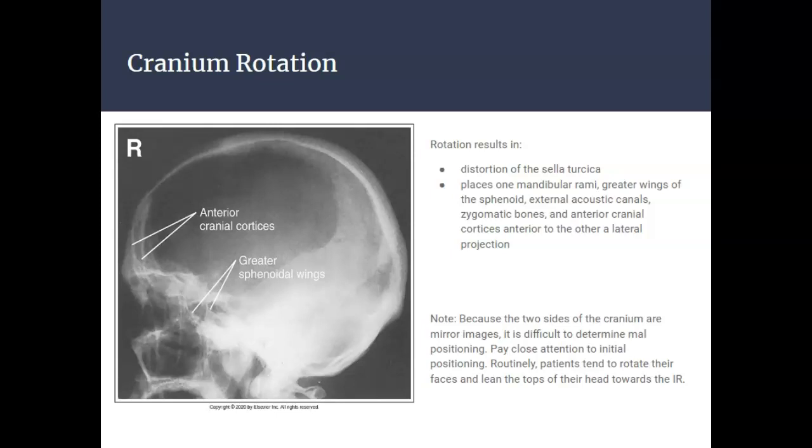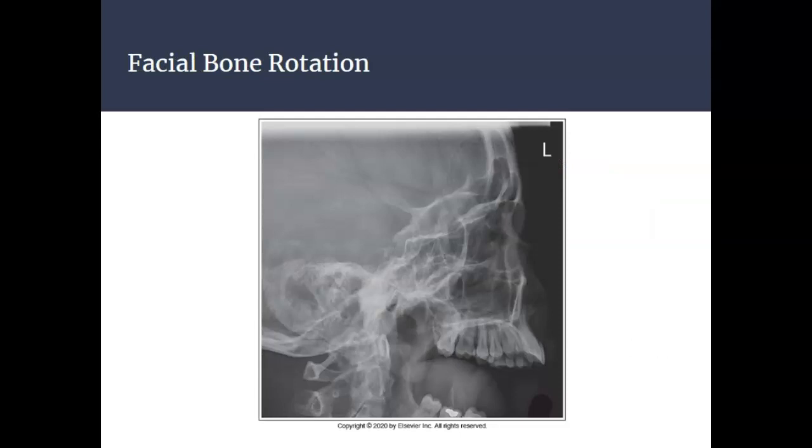So you must really pay attention to how you position the patient prior to exposure, and then go back out, ensure that the interpupillary line is perpendicular with the IR, and that your mid-sagittal plane is parallel with the IR to correct the rotation. This is just another demonstration of rotation. As you can see, the orbital roofs and the anterior cranial cortices are not superimposed. So we have rotation in this image here.